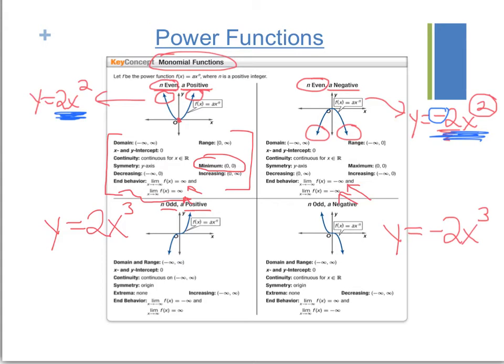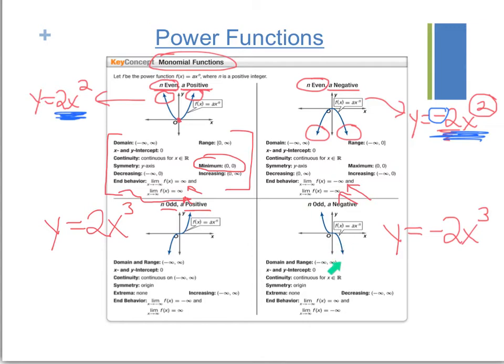So now the way we determine which end is pointed down and which end is pointed up is by the coefficient. If the coefficient is positive, the right end, as we go towards infinity, is going to be pointed up, and as we go towards negative infinity, or the left end, is going to be pointed down. Here, since our power is odd and our coefficient's negative, that means our right end is pointed down and our left end is pointed up.